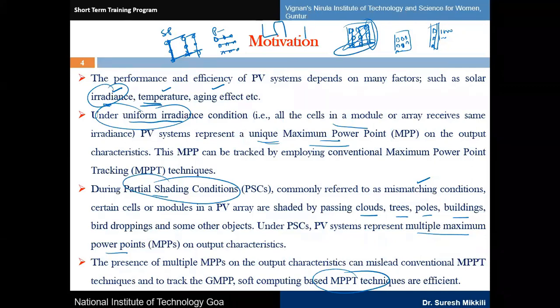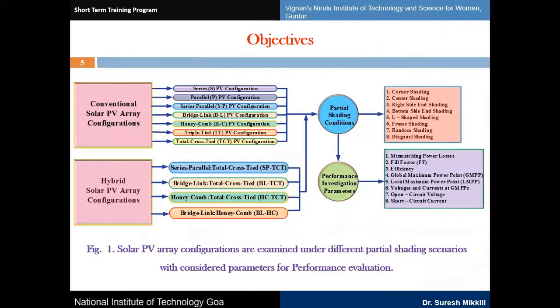So if there is an array of n PV modules, there are different configurations. Series PV configuration, where modules are connected in series; parallel configuration, where modules are connected in parallel; and series-parallel, bridge link, honeycomb, triple tie, and total cross tied. To improve on these, people are now coming up with hybrid PV configurations also, combinations of series-parallel TCT, bridge link TCT, and honeycomb TCT. Several combinations are coming.